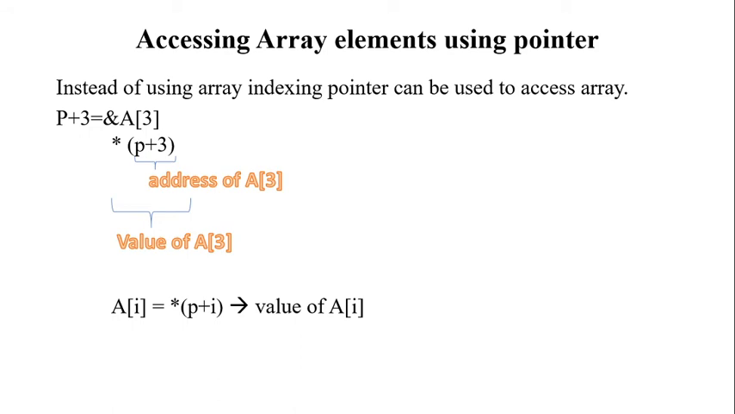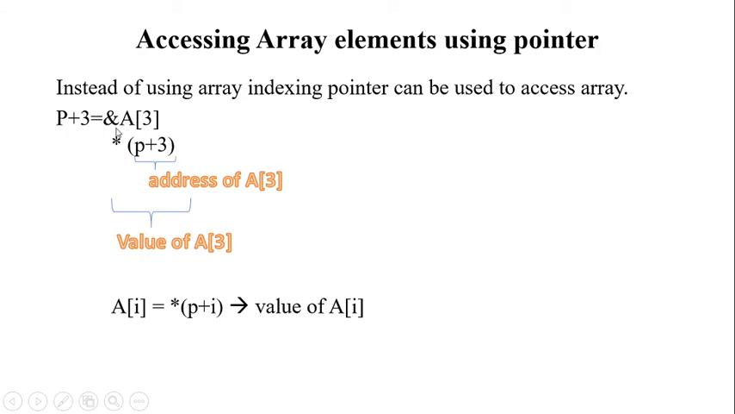Consider this statement: star p plus 3. So p plus 3 is the address of a of 3. The star indirection operator is used in order to access the data or value from this particular location. So star p plus 3 means the value of a of 3. This is the meaning of star p plus 3.